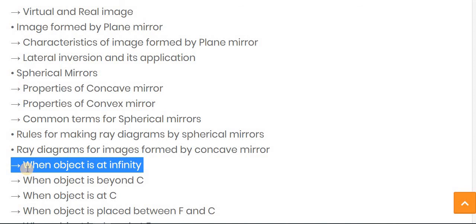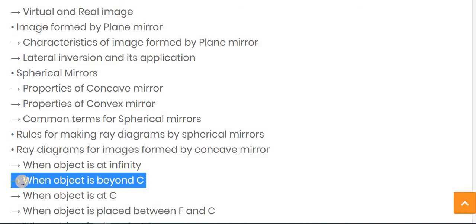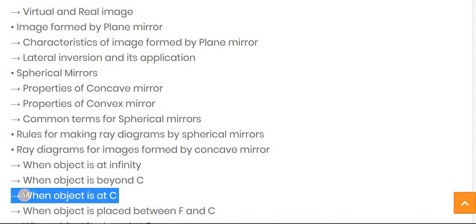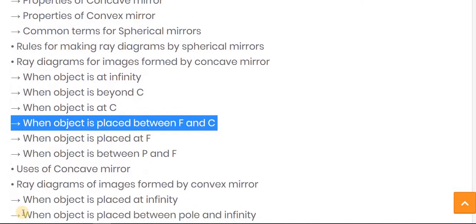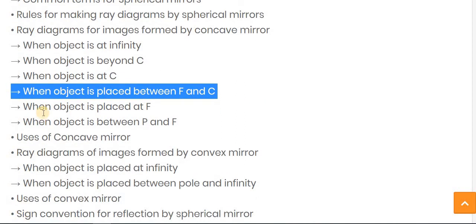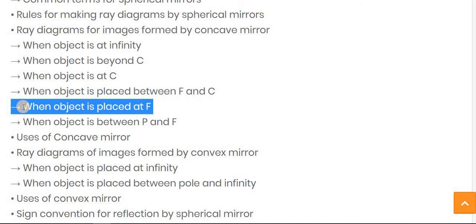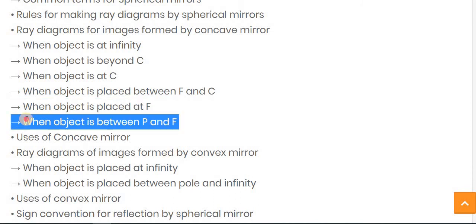If we keep the object at infinity, then if we keep the object beyond C, and if we keep the object at C, and whenever we keep the object between F and C, when we keep the object at the place of F, when the object is kept between P and F, then which kind of image we get, that we will discuss.